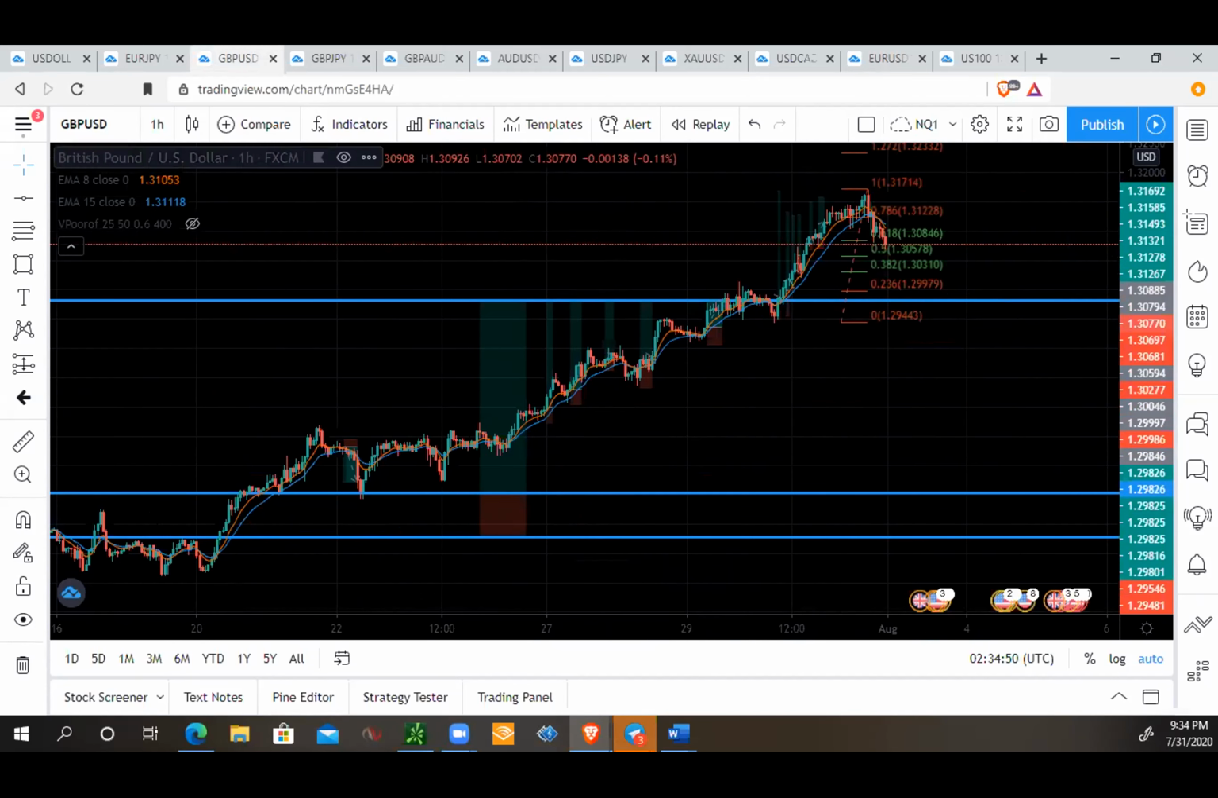See, the US dollar is weakening, so that pair that's trading against the US dollar is stronger. So it's going up.